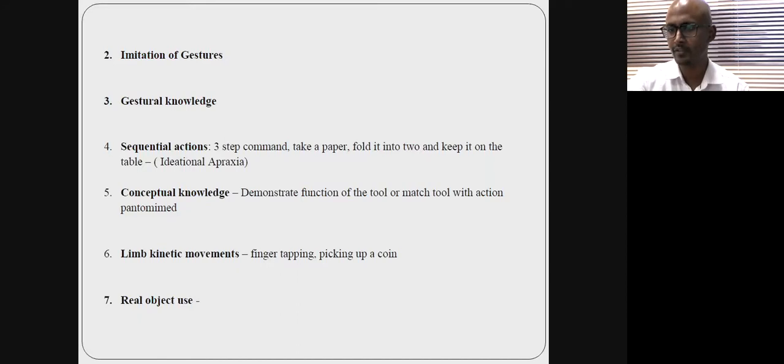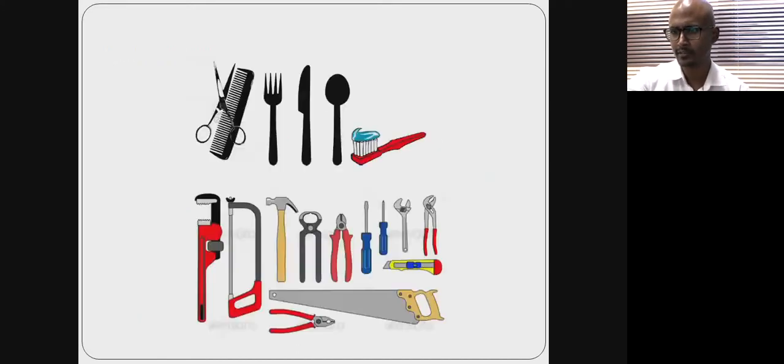And if they're failing at any of these, you should always try to use a real object. This is a common picture that we show. We show them various tools and ask them what the function is and how they use all of these. It also assesses visual perception, if they're able to identify these objects, especially some overlapping objects like the scissors and the comb. That tells you the perception is all right. Then we ask them the concept of what each one is used for. We ask them to show the action, which actually tests the praxis.